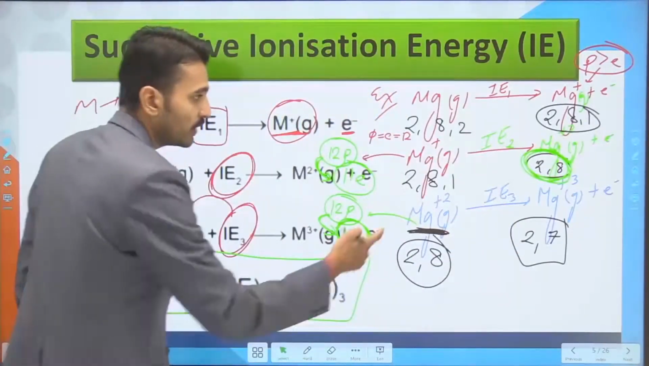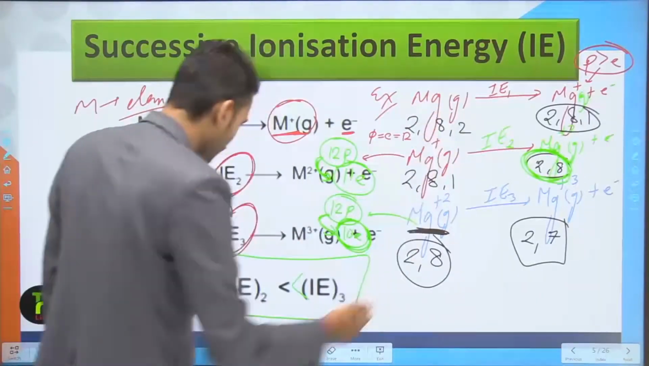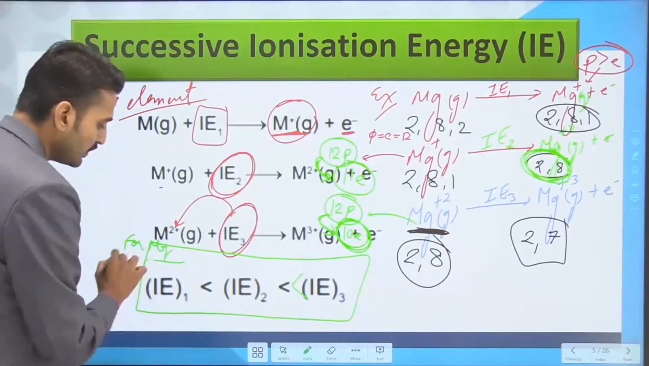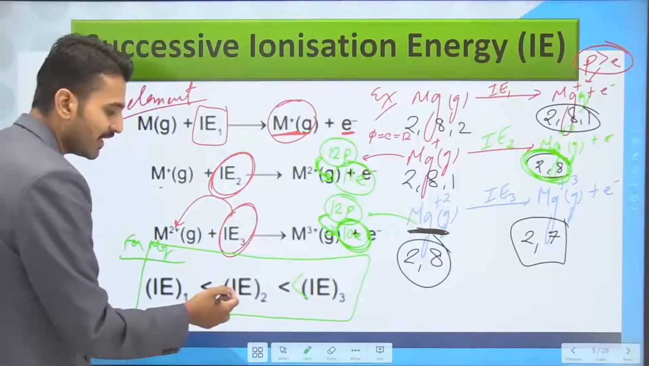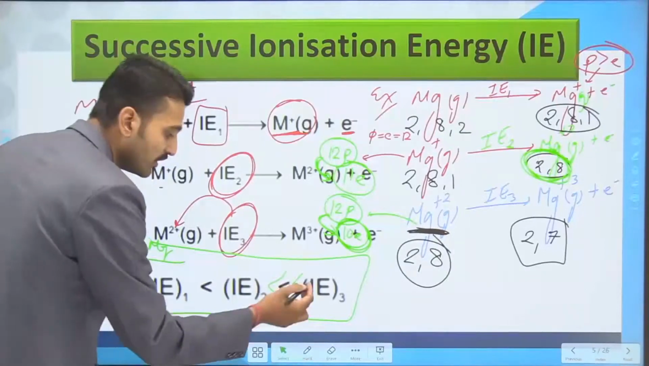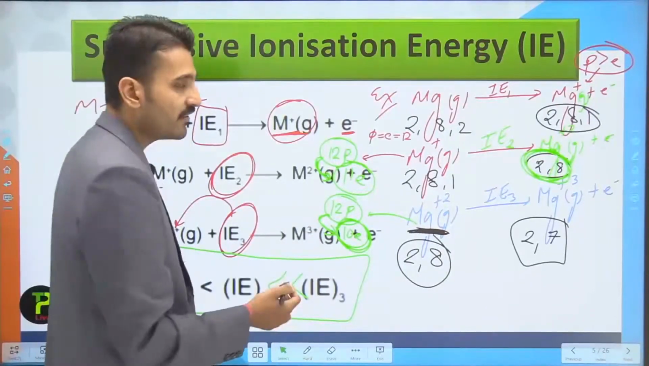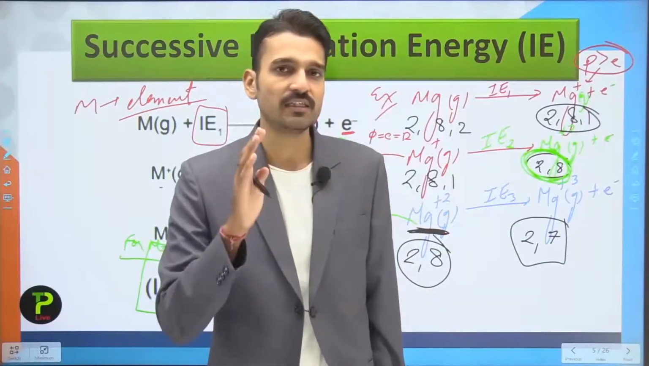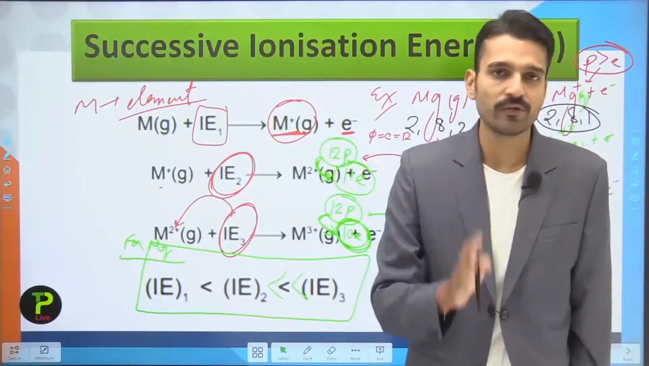So in this particular case, just for an example for Mg, the ionization energy 1 is less than the ionization energy 2, which is very much less than the ionization energy 3. So remember students, the successive ionization energies keep on increasing.